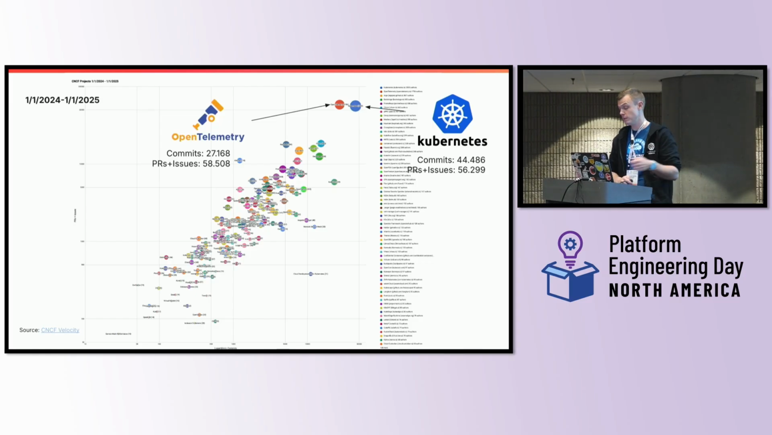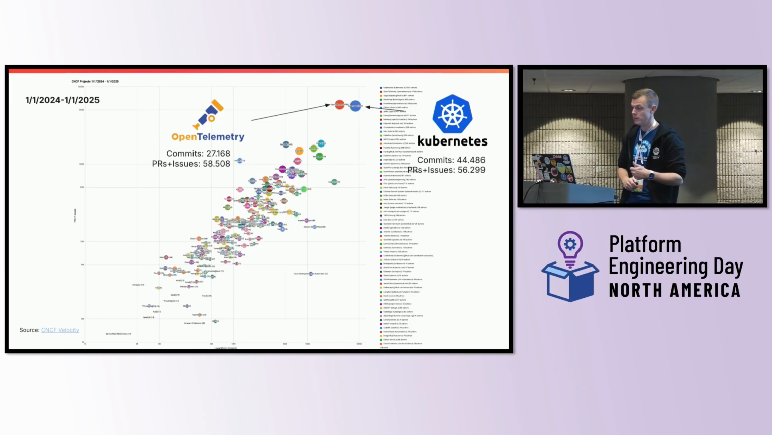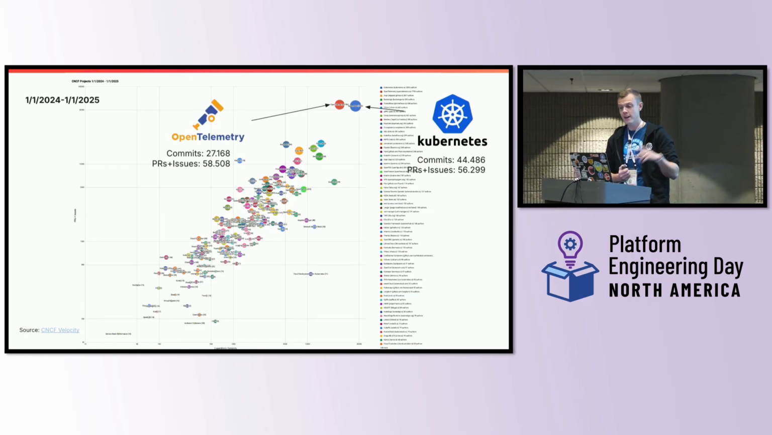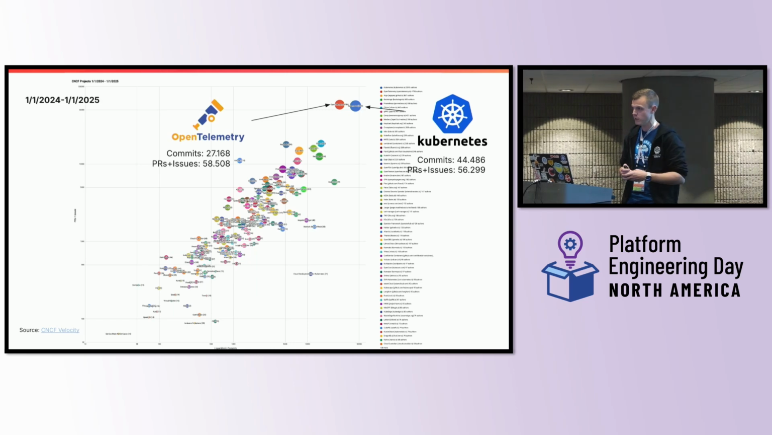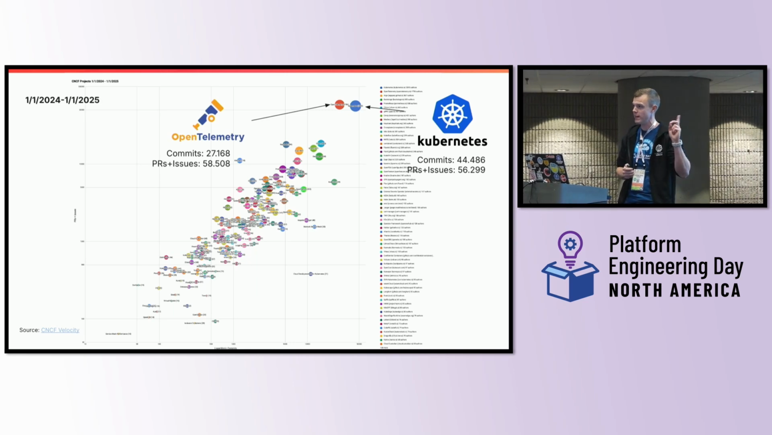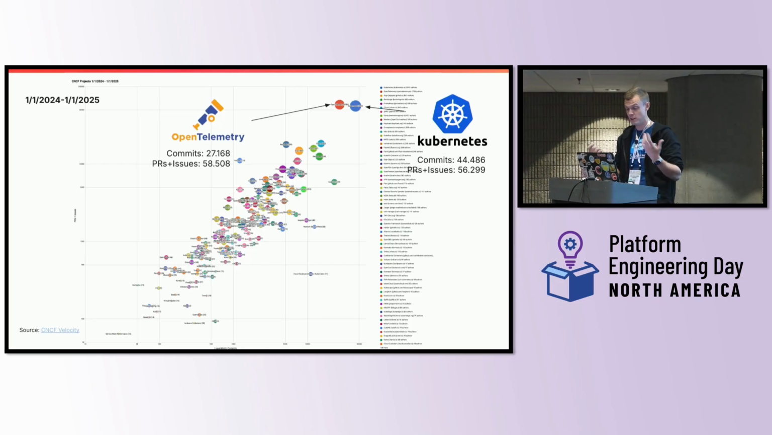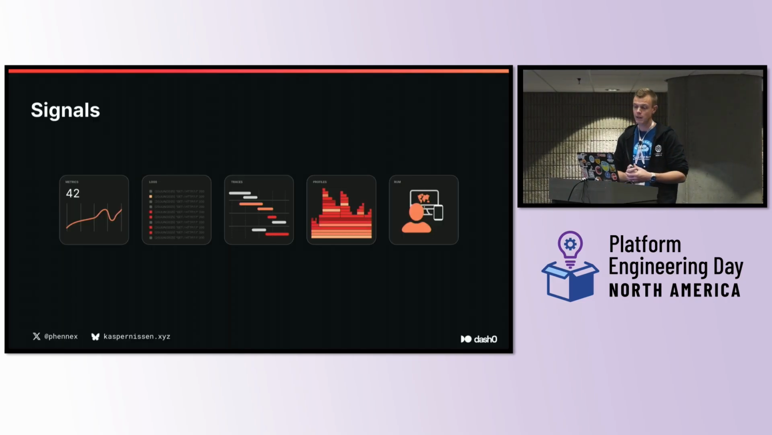This is from the velocity report from the CNCF last year. It's actually the second largest project within the CNCF by contributor count. And last year it had more PRs plus issues than Kubernetes itself. So it's a really big project, and there's a lot of things going on in this. I think there's around 90 projects within the OpenTelemetry project itself right now. So it's a huge project, and it does a lot of things.